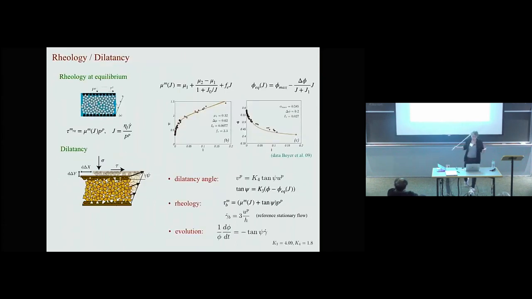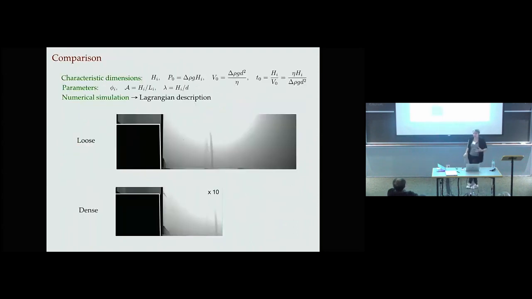So we just take the rheology at equilibrium I showed you before, and the dilatancy. We put all the ingredients together, and we solve this numerically. The model gives us the characteristic dimensions for the pressure, the thickness, the velocity, and the time. And it gives us also the parameters of the avalanche. We found that the main parameter is the packing fraction, as we expect. And there are two other, second-order parameters: the aspect ratio of the granular column, and the aspect ratio of the column compared to the size of the particle. And we solve numerically using a Lagrangian description.